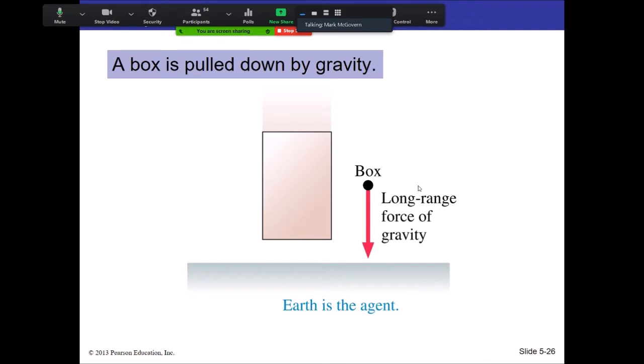Here's the long-range force. It's just gravity. We're showing the box and the downward thing. Now, there's no contact here. It's okay for gravity. Okay.